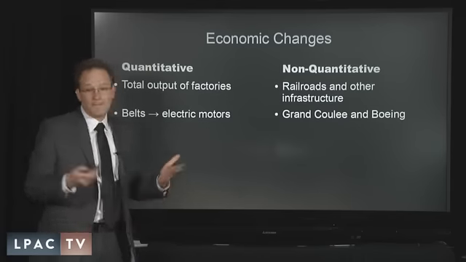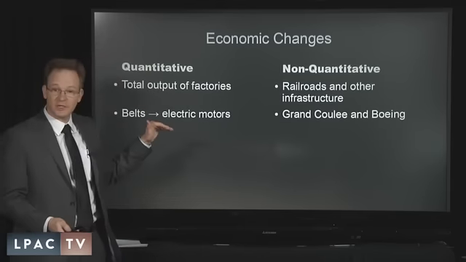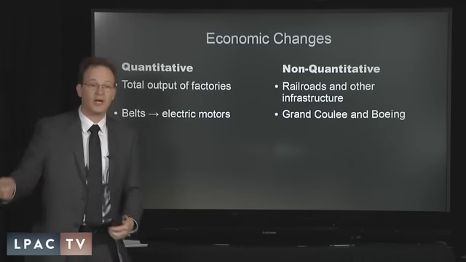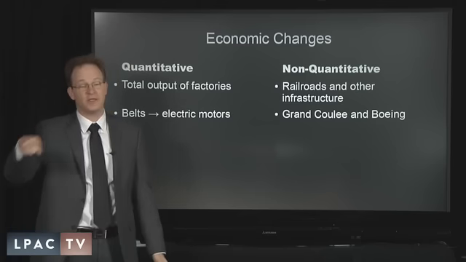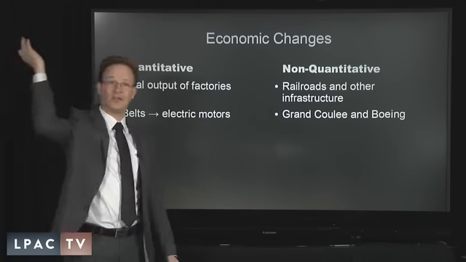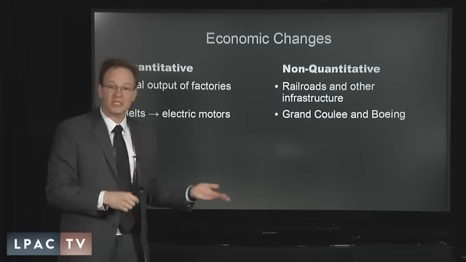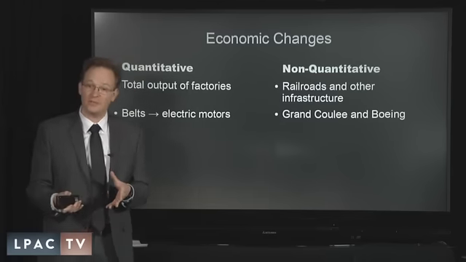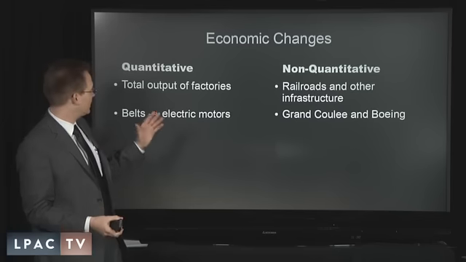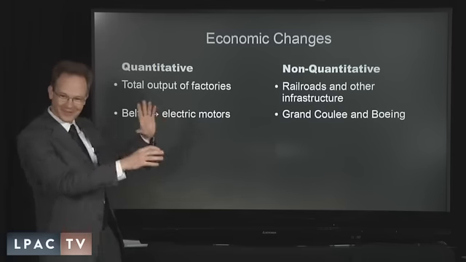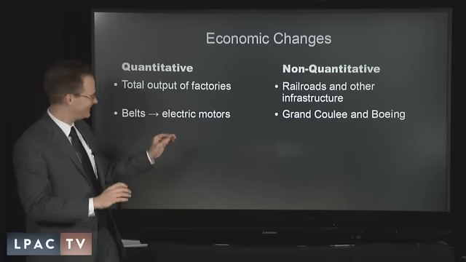Or if you think about the change from belt-driven factories, where the whole factory would be powered by, say, a steam engine, which would spin a large axle along the roof, and then leather belts would come down to the individual machine tools. Changing that to electric motors, that's a major shift. Think about some of this. It's a little bit hard to decide what category they go in, to be honest.